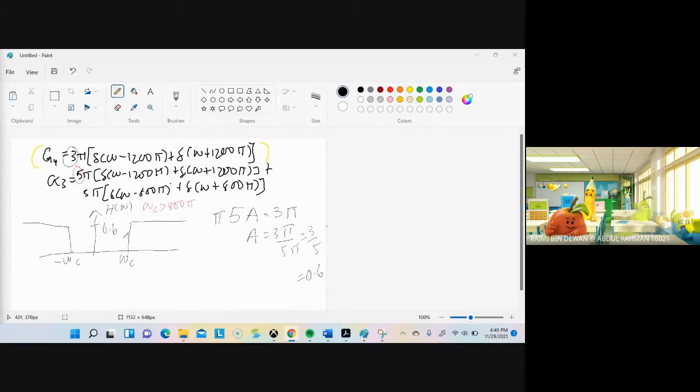And then you need to know how to obtain this kind of filter. This filter, you learned from chapter 1 and chapter 2, I think, as well.